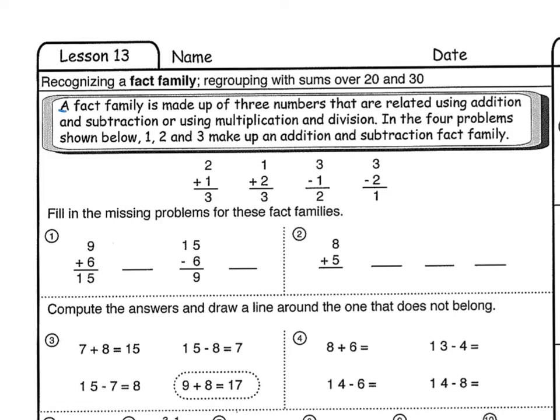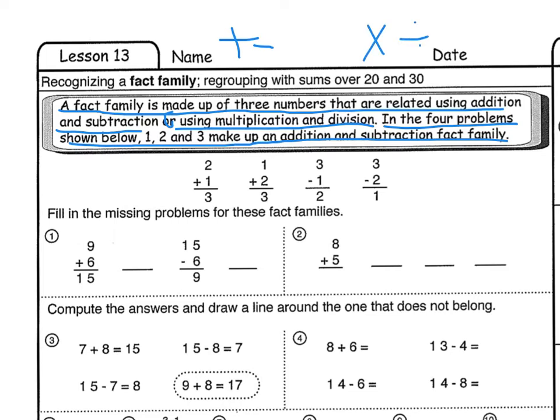Read along with me. A fact family is made up of three numbers that are related using addition and subtraction or using multiplication and division. In the four problems shown below, 1, 2, and 3 make up an addition and subtraction fact family. There are two different kinds of fact families. There's one that has addition and subtraction in the family, and there's one that has multiplication and division in the fact family. We're just going to deal with addition and subtraction today.